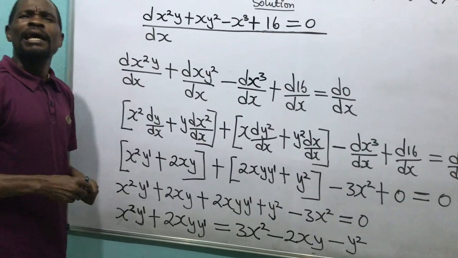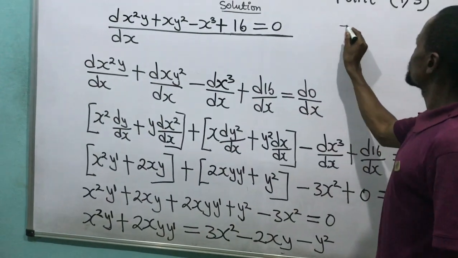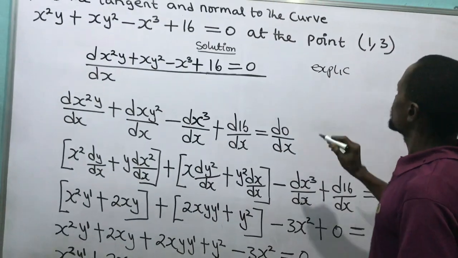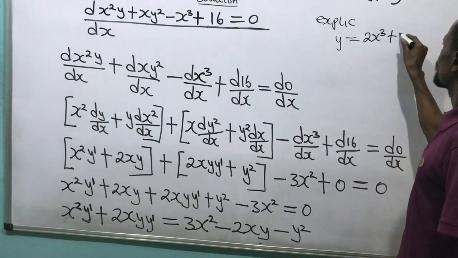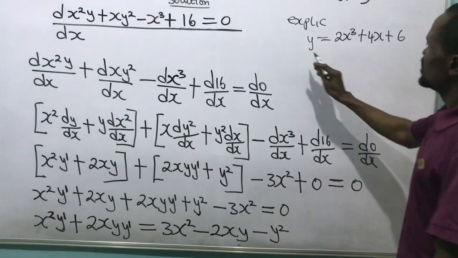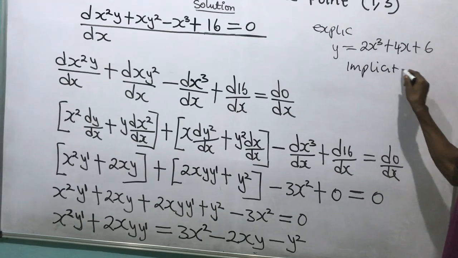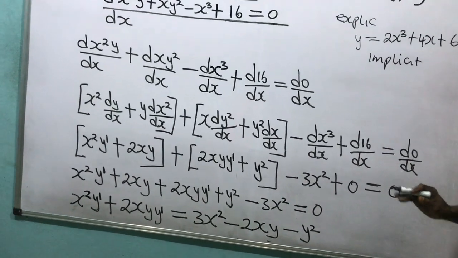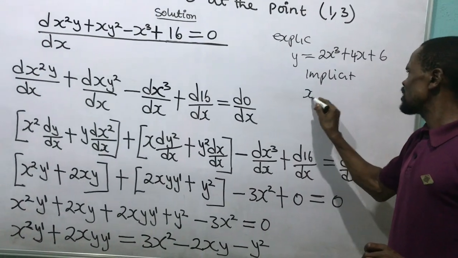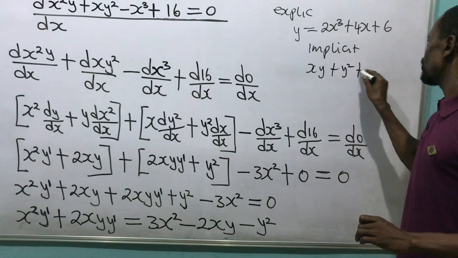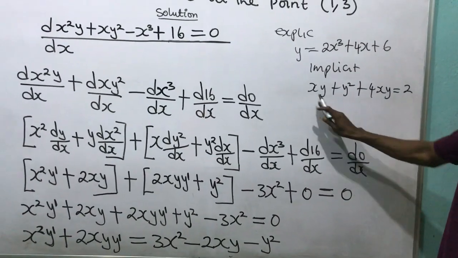Remember, we have explicit function. As I explained before, in explicit function, y is always the subject. Let's have y equals x raised to power 3 plus 6. This is explicit function. But in implicit function, no one is the subject of formula. In that case, I'm going to have xy plus y squared plus 4xy equals 2. This is implicit function.